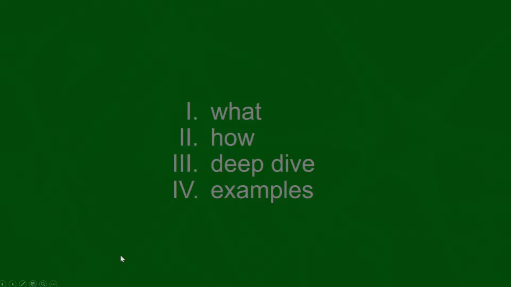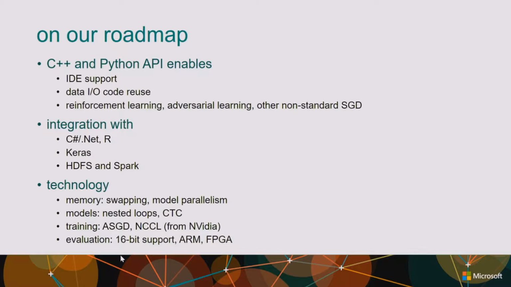OK, so I got 55 seconds left. That's great. So I'm going to go to the conclusion. Oh, let me first talk about what we plan, what's on our roadmap. The most important next thing that we'll put in is the C++ and Python API. So what does this give you compared to what we have right now? Well, it gives you IDE support, IntelliSense.